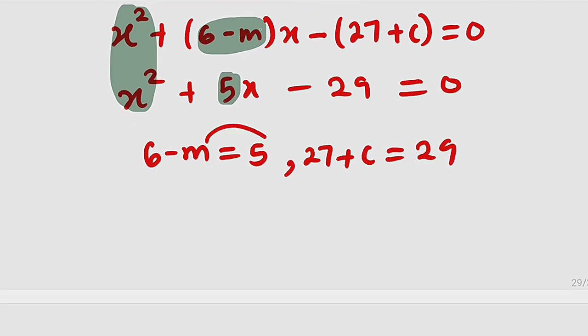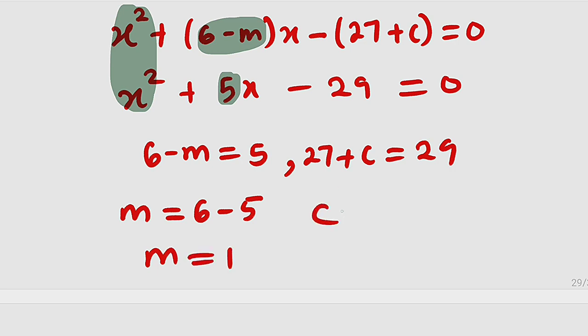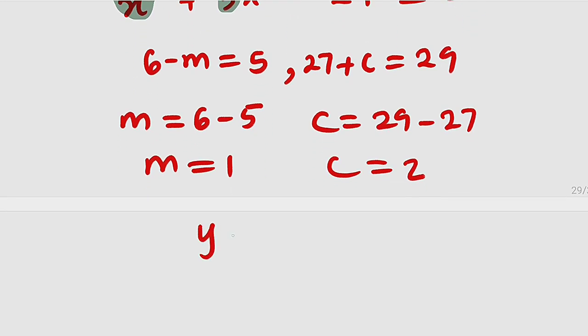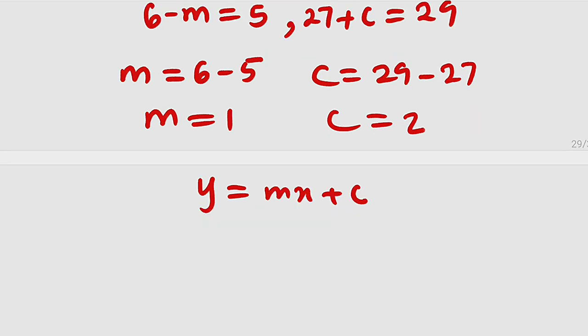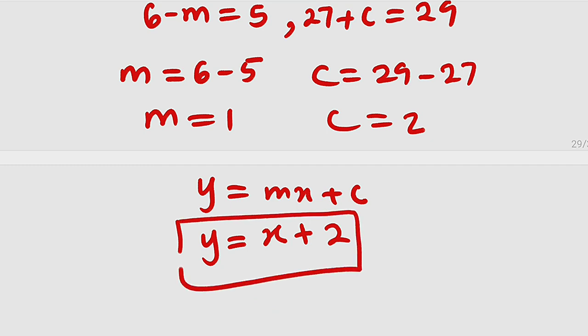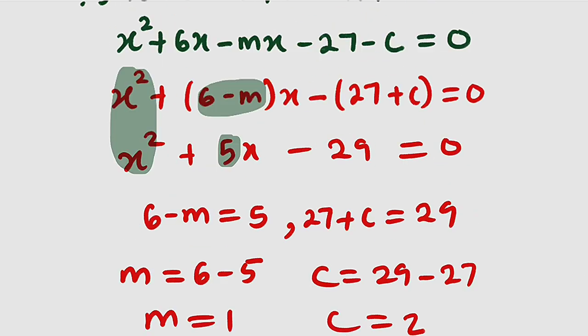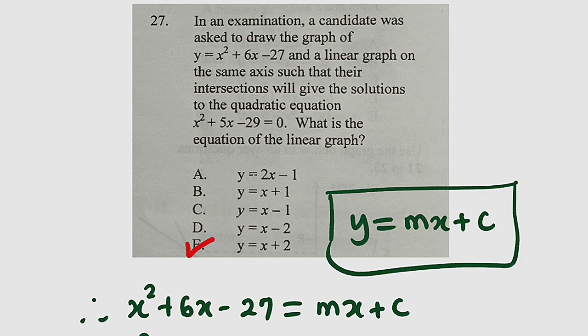So if you take this one to the other side, it becomes positive m. You bring 5 backward, it becomes 6 minus 5, and m is equal to 1. And c here is equal to 29 minus 27, so c is equal to 2. So what is the equation? Remember, the equation is y equals mx plus c. So all you have to do is to plug them back. We have y equals, m is 1, we only have x, c is 2, and hence this is the linear equation, y equals x plus 2, which is option E.